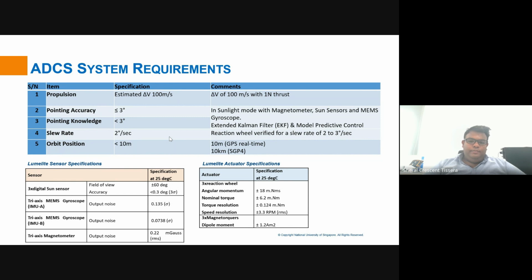So we are using GPS real-time orbit positioning with an accuracy of less than 10 meter when the GNSS receivers are in the visible range with the GPS satellites. Now, when the GNSS receiver is unable to see the GPS satellites, we will be using onboard SGP4 orbit propagator, which can generate the position velocity information of the satellite using TLE up to an accuracy of 10 kilometers.